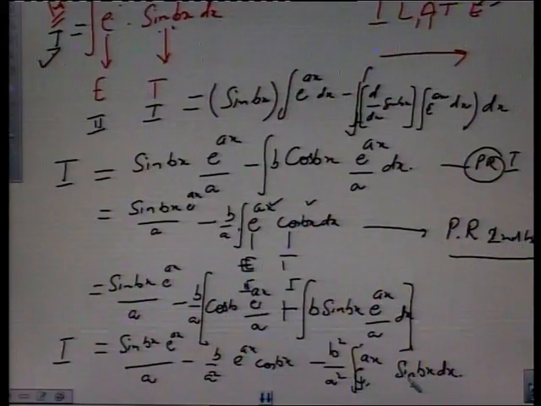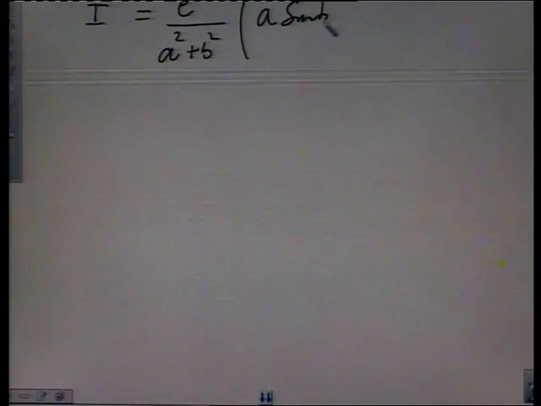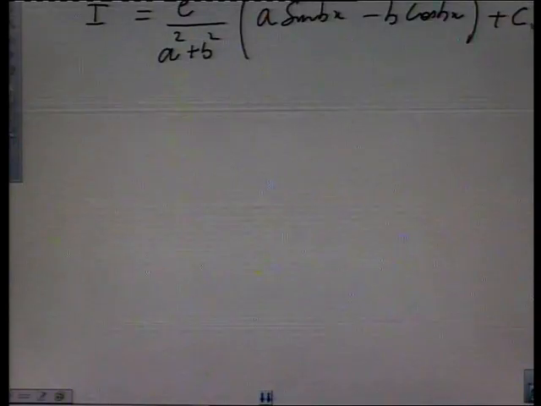So what to do? We will take this function e raised to power ax sin bx to the left hand side. If you try to solve this question, you will get I is equal to e raised to power ax, after simplification, into a square upon b square into a times sin bx minus b times cos bx plus c. C always comes because it is the constant of integration.